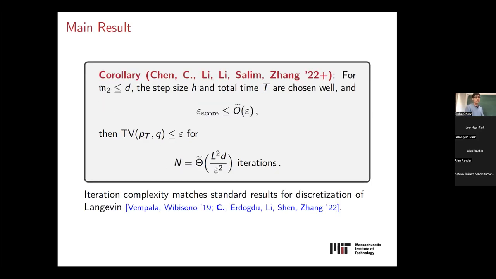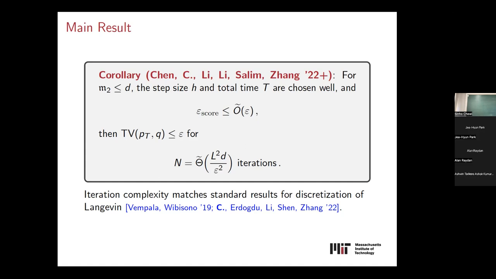Okay, and what is the corollary of this? Let's say that your score estimation error is smaller than some epsilon, and you choose the step size and the total time t correctly. Then it also gives you a precise estimate for the number of iterations that you need. It's Lipschitz constant squared and the dimension divided by epsilon squared. So the nice thing about this is that this is a polynomial guarantee in all of the parameters. And one thing that's special about this setting is that I made no assumptions about the log concavity of my target distribution. In particular, the distribution could be highly multimodal. It can cover the double well situations that you were asking about.